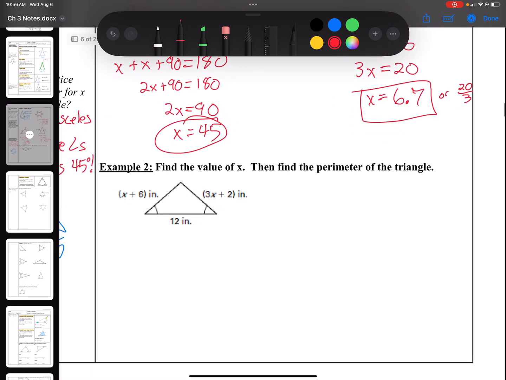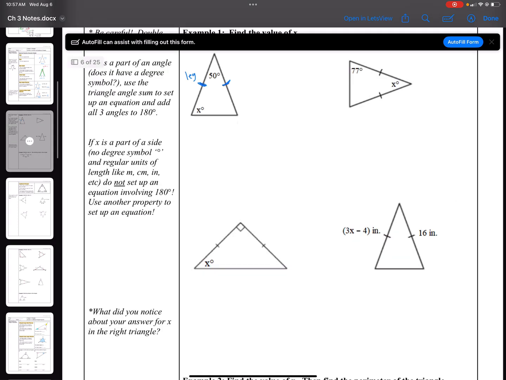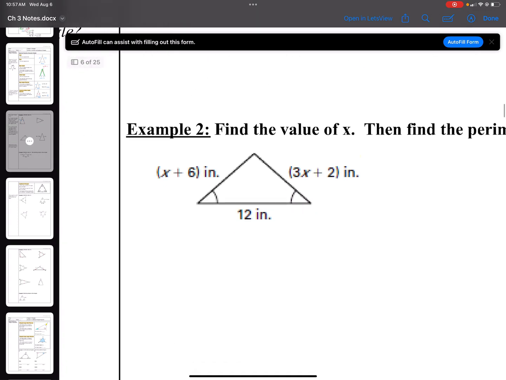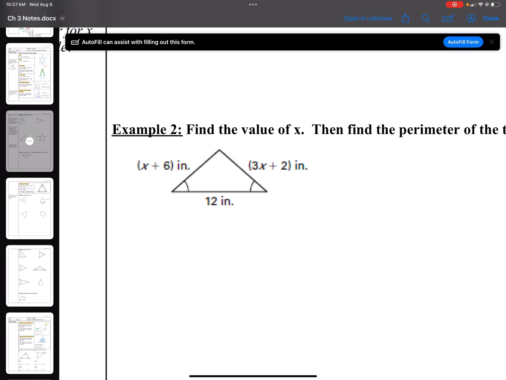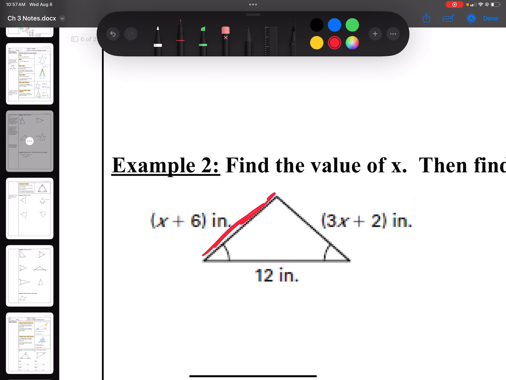Find the value of x, then find the perimeter of the triangle. Okay, this is a two-part problem, so I first need to solve for x. Then I need to find the perimeter. Now remember, to find the perimeter, we add up the lengths of all three sides. So I've got this red side here, I've got this blue side here, and I've got this green side down here. So if I add whatever the red is plus the blue plus the green, that'll give me the perimeter. I don't want to involve 180 because these are side lengths, they're not angles.